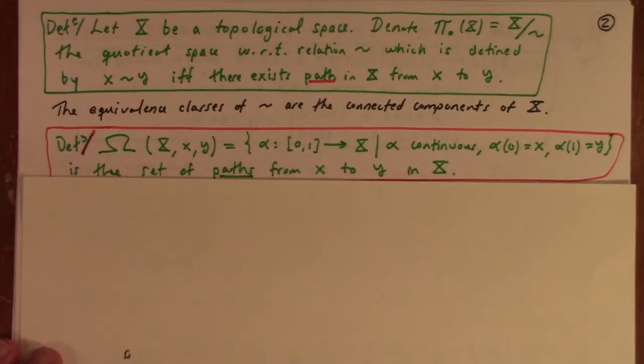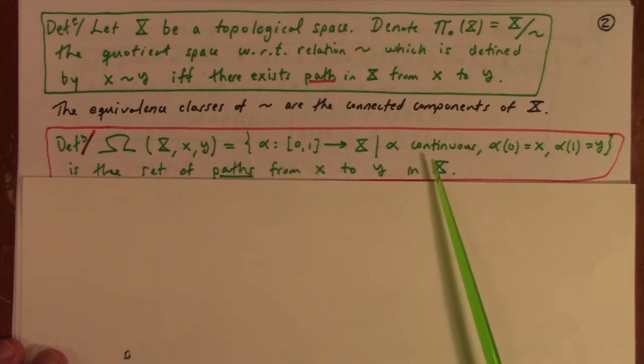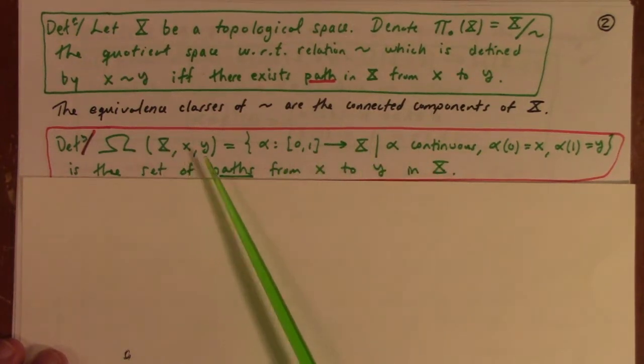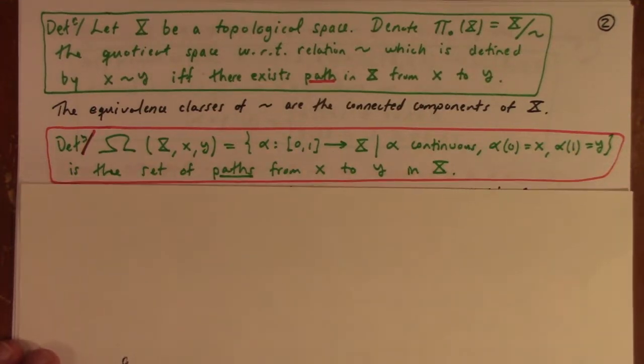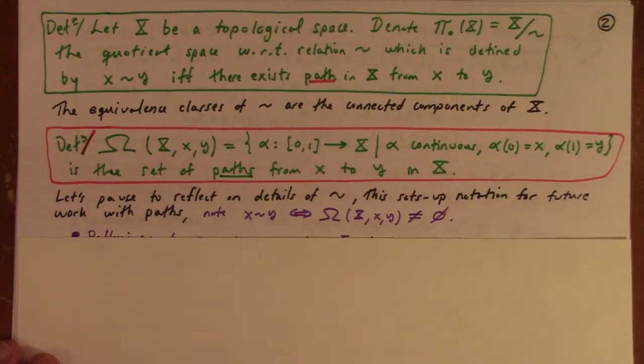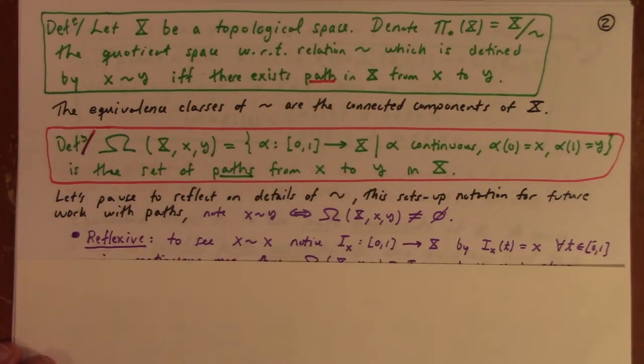And we'll use this notation in this lecture. The set of paths in the space X from X to Y is denoted like so. And that just means continuous maps from the closed interval from 0 to 1 to the space that begin at X and terminate at Y. So we can reflect on this in more detail.